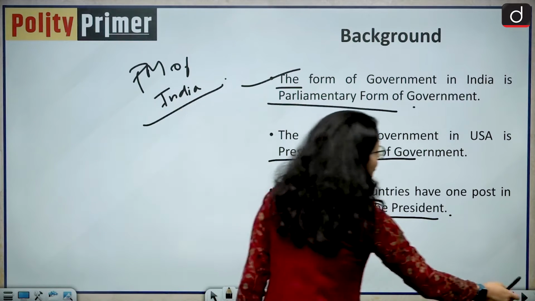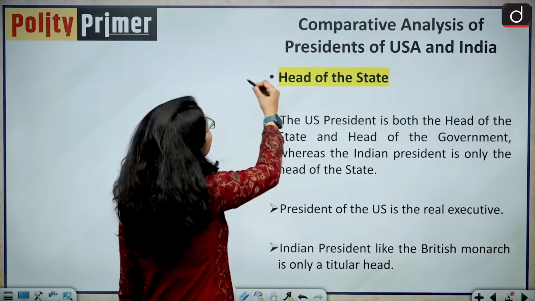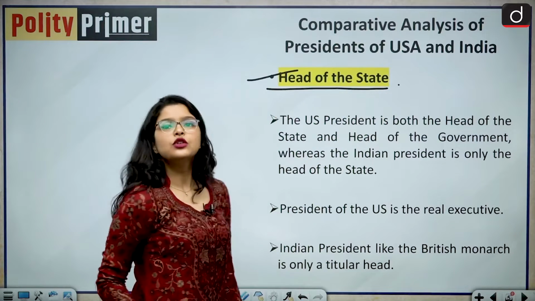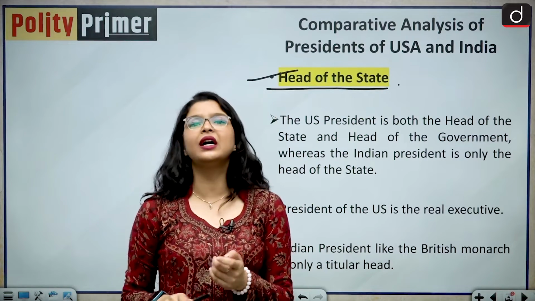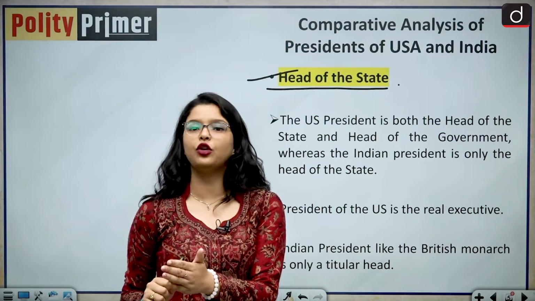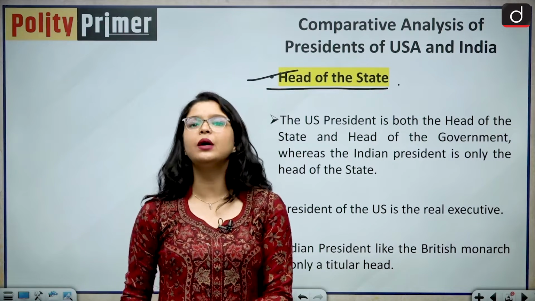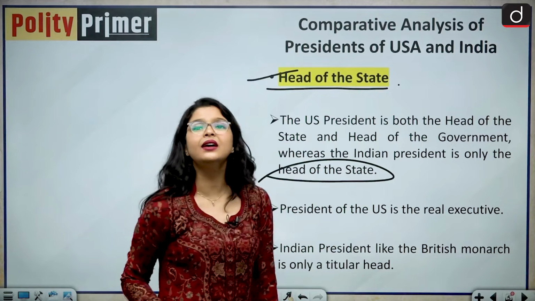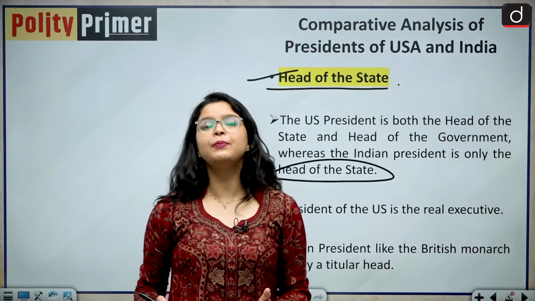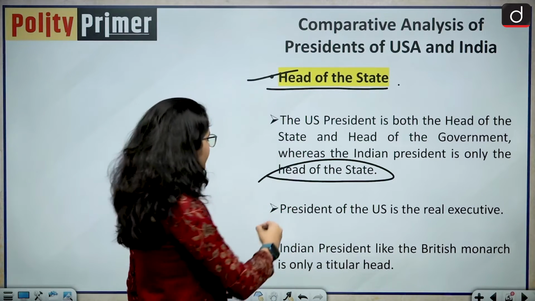So, the first point of distinction is being the head of the state. As you all know, in USA, the president is both the head of the state as well as the head of the government. But in India, the president is only the head of the state and not of the government, and the head of the government in India is the Prime Minister of India.